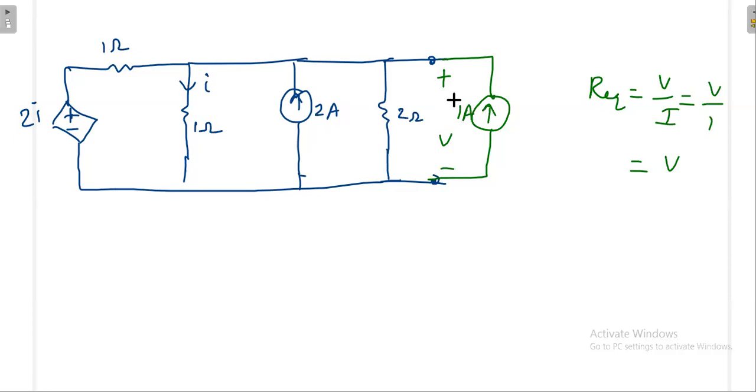Now how to go about this? If it is 1 ampere, what will happen? The same 1 ampere will come here, and this is I. So really, I'm not getting any idea now. Even if I take these two, I do not know what is here.